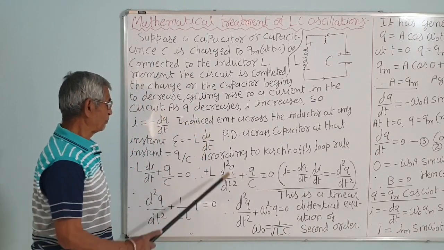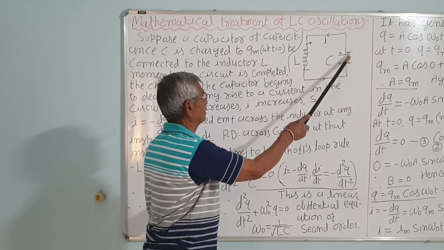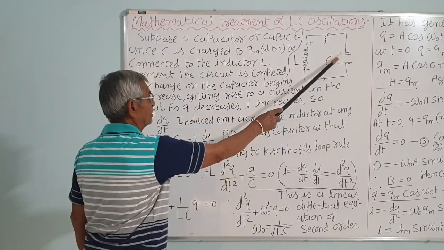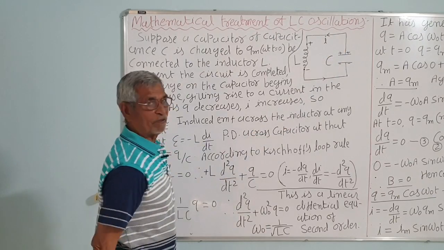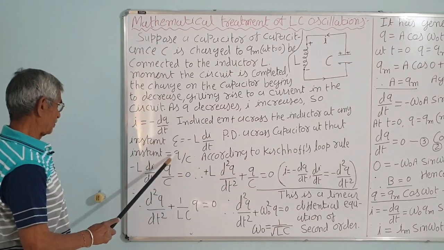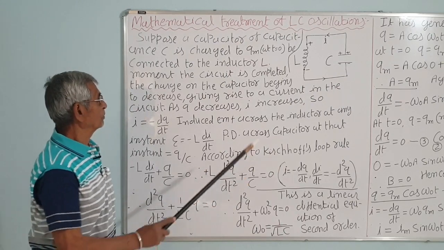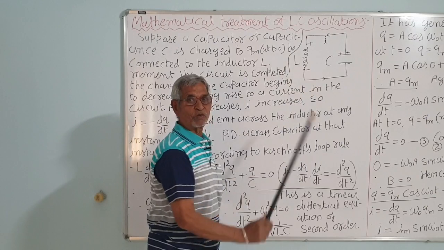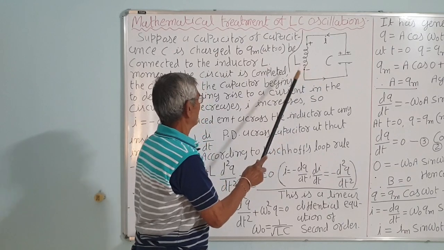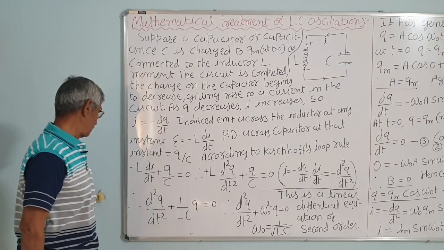The potential difference across the capacitor at that instant will be, when the charge is Q and the capacitance of the capacitor is C, voltage V equal to Q by C. According to Kirchhoff's loop rule, the total potential change across a closed loop is 0, that is minus L di by dt plus Q by C, the potential drop across the capacitor, is equal to 0.